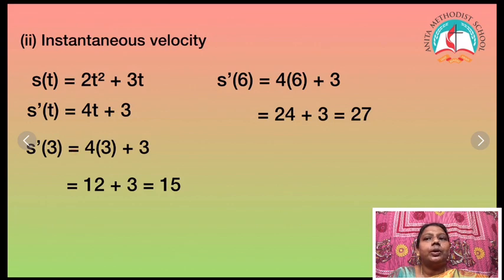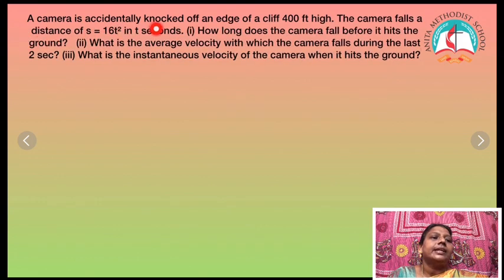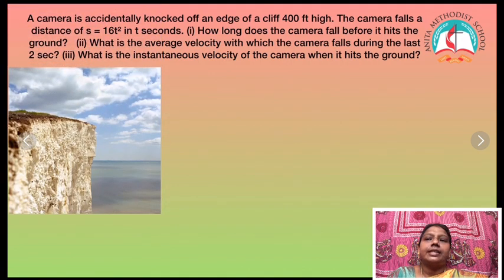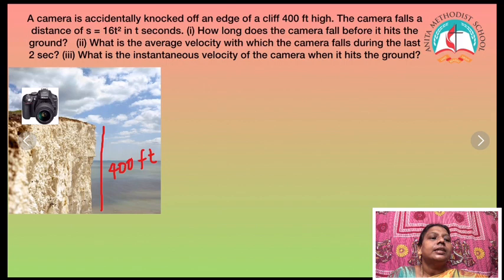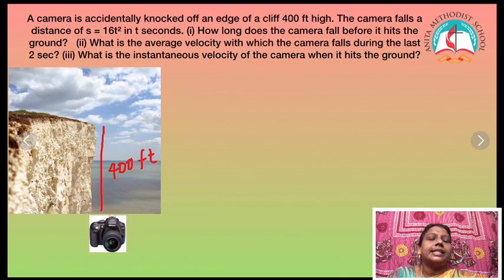Now shall we look at one more problem? The next problem is: if a camera is accidentally knocked off at the edge of a cliff 400 feet high, the camera falls a distance of 16t square in t seconds. Here there is a cliff, and the height of the cliff is 400 feet. That is given to us. There is a camera placed on it and it falls down.